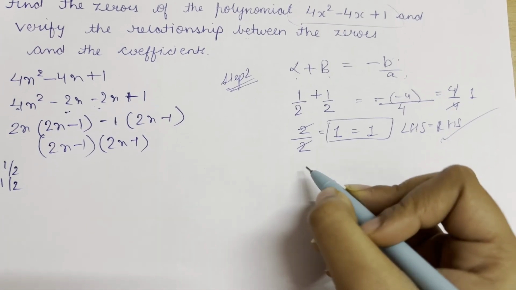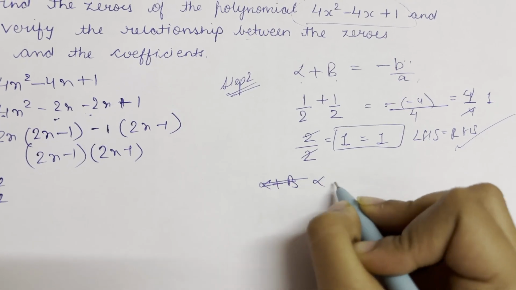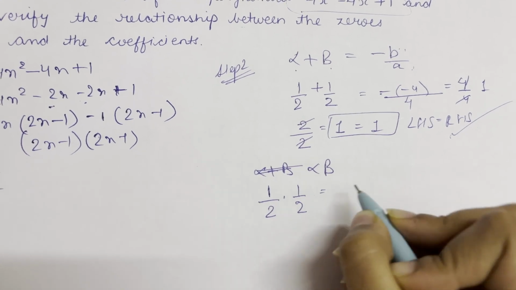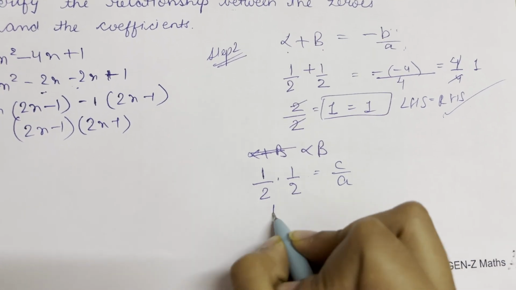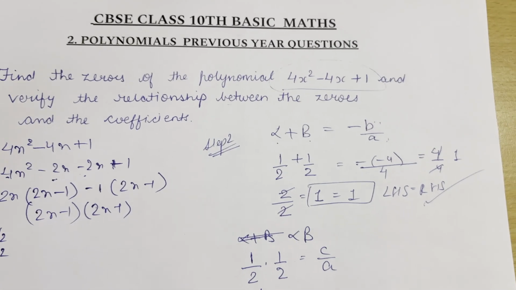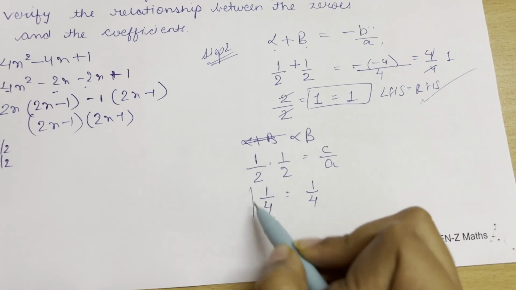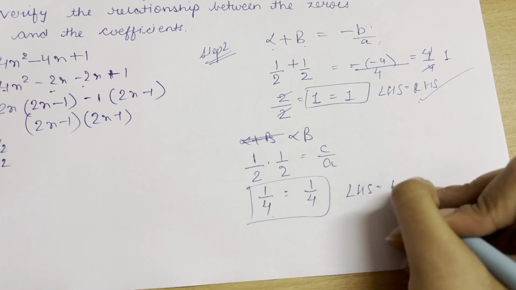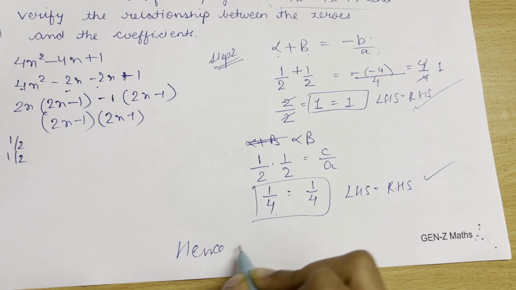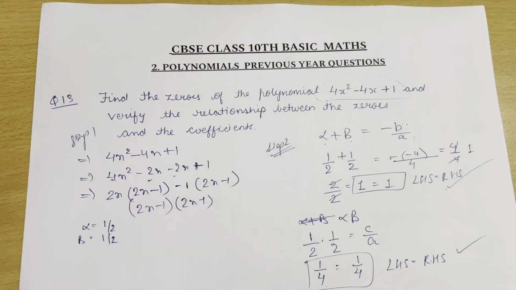Now we need to also verify the product of zeros of the polynomial. That will be alpha beta. So alpha is 1 by 2 and beta is again 1 by 2, which should equal to c by a. The actual multiplication is 1 by 4. Now if I take the value of c by a, c is 1 and a is 4, and hence it is again equal to LHS, it's equal to RHS, hence this is also being verified. Hence the question is verified, and that's all we need to do in this question.